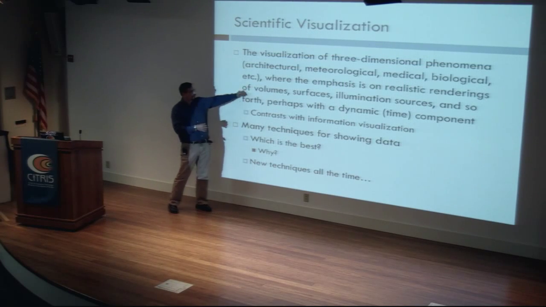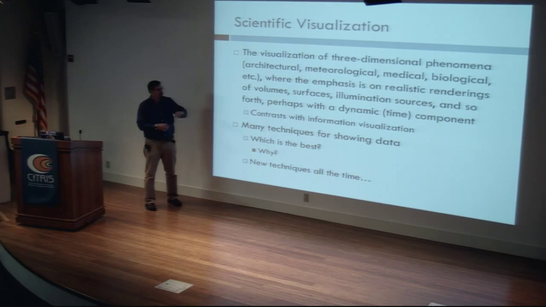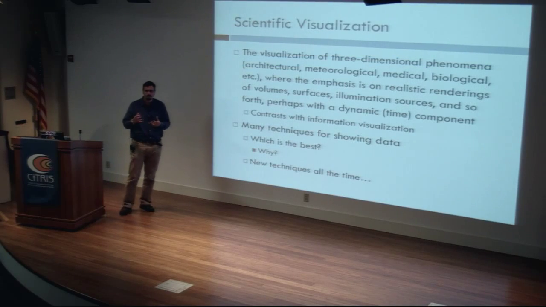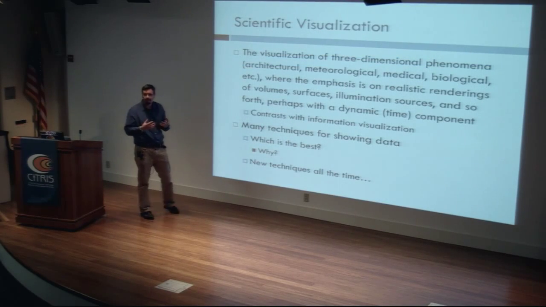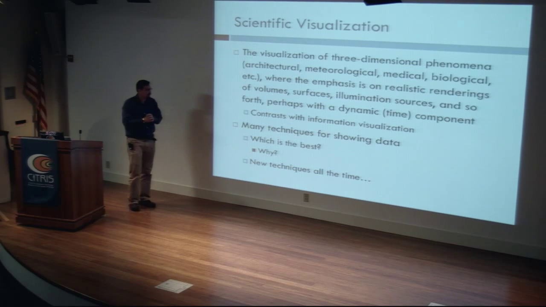This is the part I really dislike, where the emphasis is on realistic renderings of volumes, surfaces, illumination sources, and so forth, perhaps with a dynamic time component. This is what I don't like, because it focuses on the computer graphics portion of it, and the computer graphics portion is a really important portion of it. But for me as a visualization scientist, I feel like I have a big toolbox with a lot of different tools, a lot of different algorithms, and there's a challenge every day when you have a data set to figure out which tools, which algorithms do you want to take and bring to bear to really understand what's in the data set. And somehow this definition minimizes that, and that's why I don't like it. But this is what you find on Wikipedia.